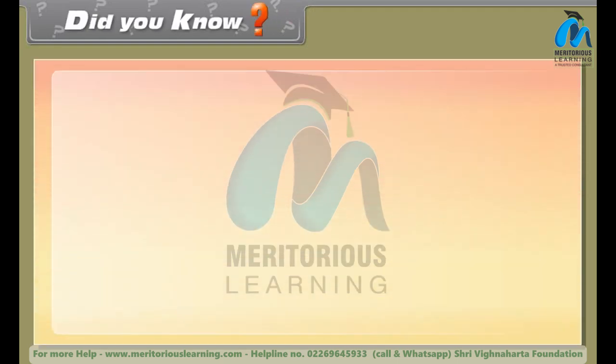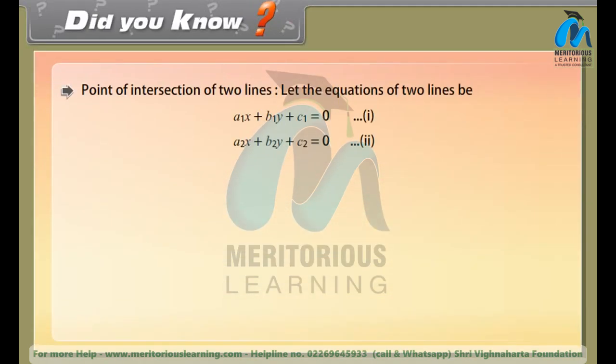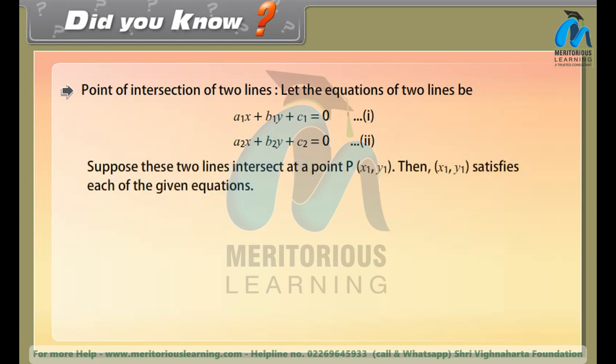Did you know? Point of intersection of two lines. Let the equations of two lines be a1x + b1y + c1 = 0, mark it as 1, and a2x + b2y + c2 = 0, mark it as 2. Suppose these two lines intersect at a point P(x1, y1). Then (x1, y1) satisfies each of the given equations. Therefore, a1x1 + b1y1 + c1 = 0 and a2x1 + b2y1 + c2 = 0.